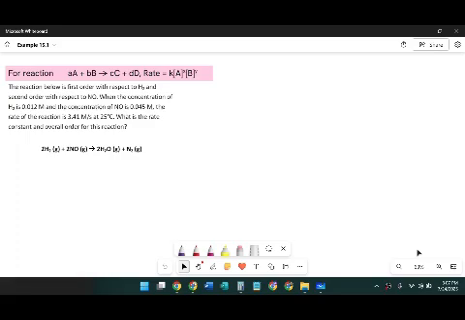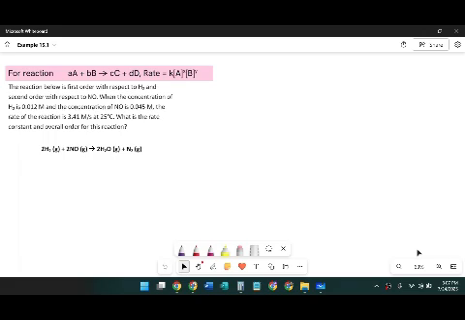This is example 15.1 from Discovering Design with Chemistry, and now we are in the chapter about kinetics. The reaction below is first order with respect to H2 and second order with respect to NO. When the concentration of H2 is 0.012 molarity and the concentration of NO is 0.045 M, the rate of the reaction is 3.41 M per s at 25 degrees Celsius. What is the rate constant and overall order for this reaction?